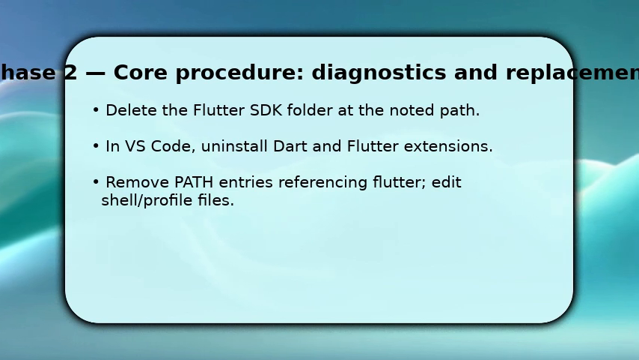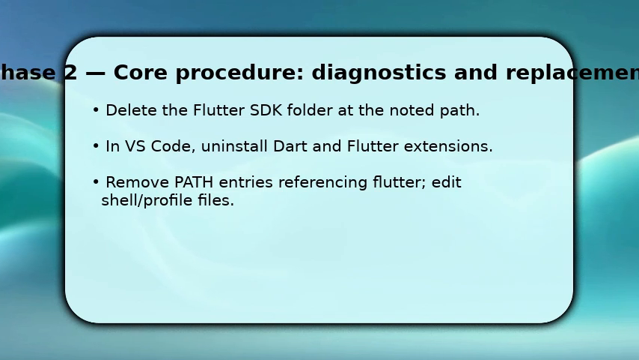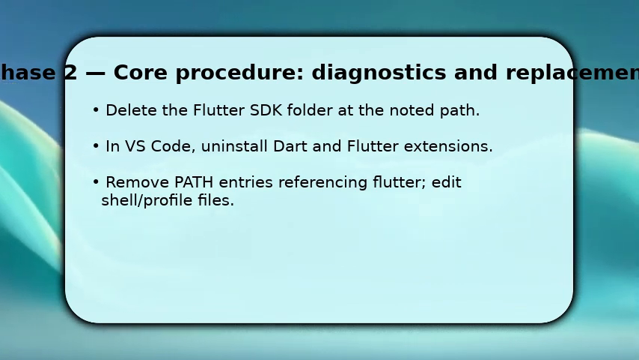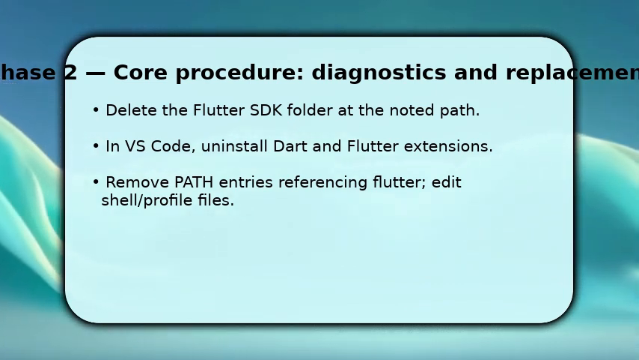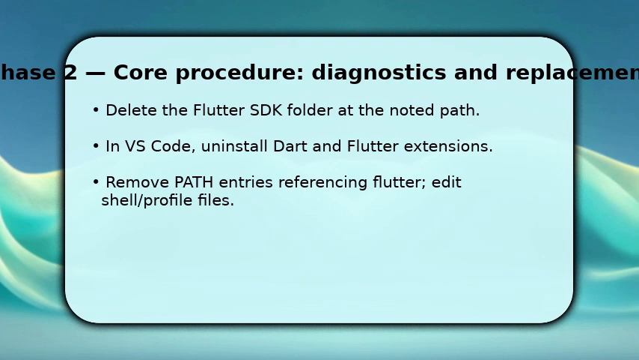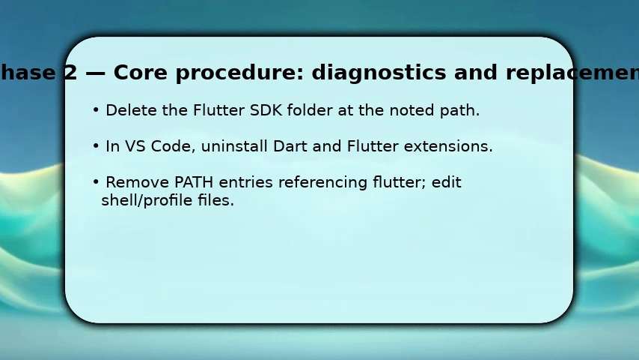After that, launch VS Code and uninstall the Flutter and Dart extensions from the Extensions panel to remove IDE hooks. Make sure to edit your PATH. Open bashrc, zshrc, or Windows environment variables and remove any Flutter entries so the Flutter command is no longer found. Once updated, restart the terminal and VS Code.